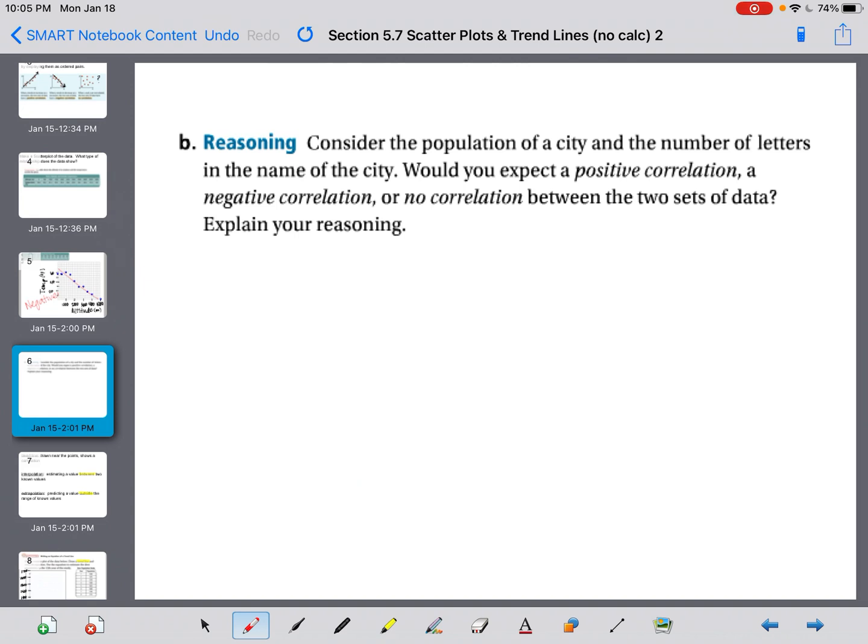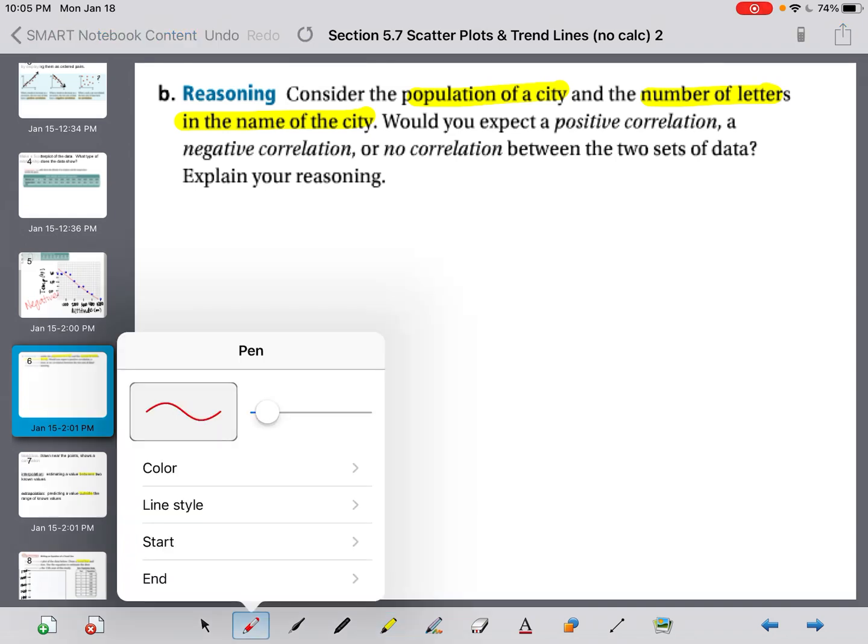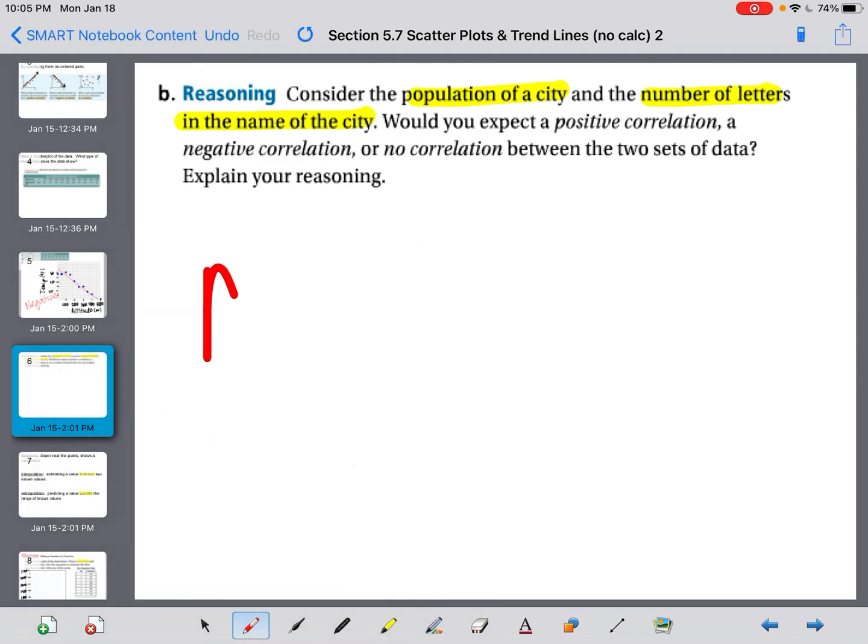Okay, now think about this situation. Consider the population of a city and the number of letters in the name of that city. Would we expect to have positive, negative, or no correlation between these two sets of data? How are these two related? So this is what we're going to think about. We're going to think about the town of Albertville.